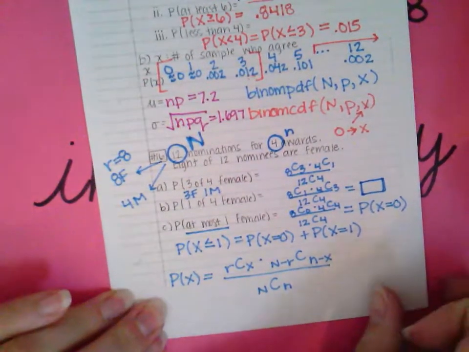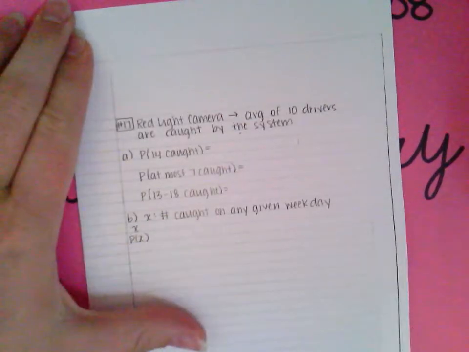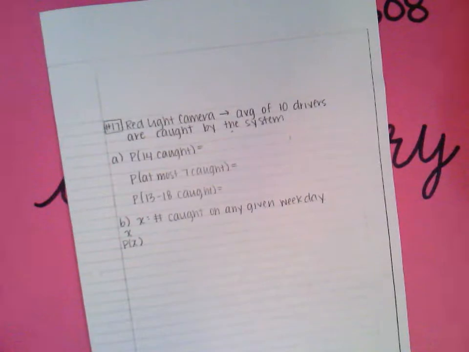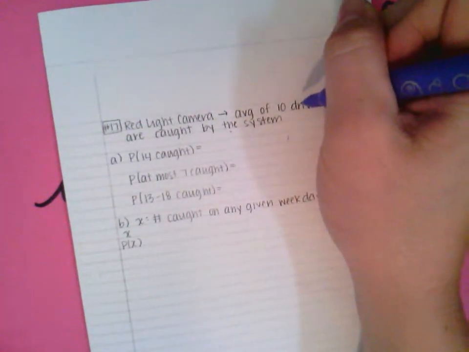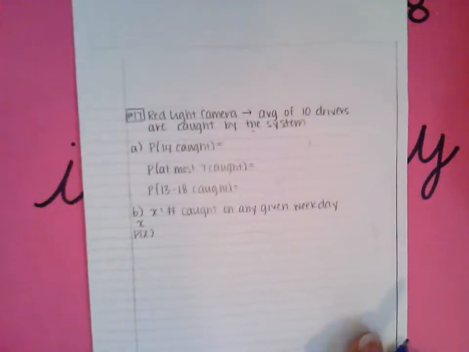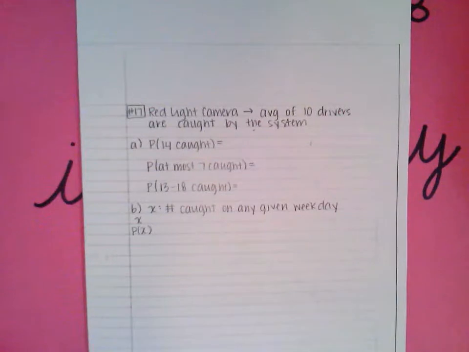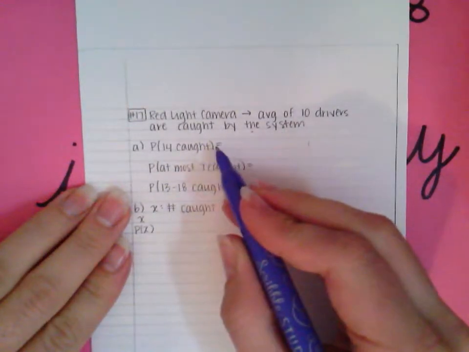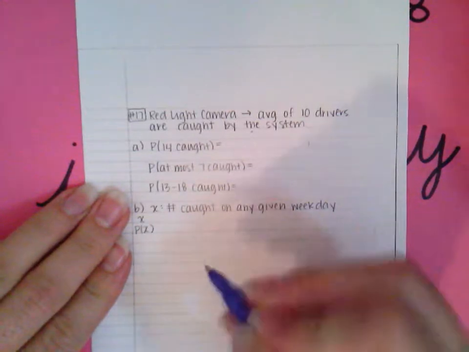All right, the last example from chapter 5 to go over in our review video here is Poisson, okay? And so what happens with a Poisson distribution is all you know is an average over a time frame. So in this one, it was talking about red light cameras, and it said in one day, the red light camera on average gets 10 drivers. Okay, they're caught by this system. And it wants to know what's the probability, well, on any day that 14 are caught, or at most 7, and so on and so forth.